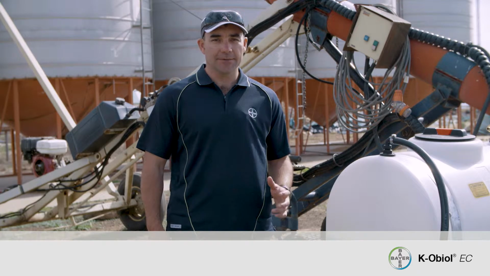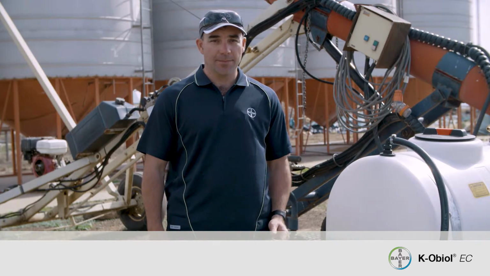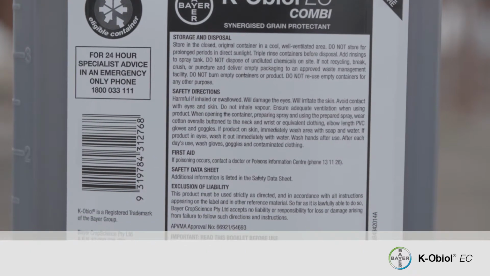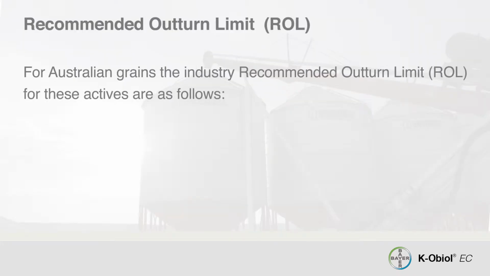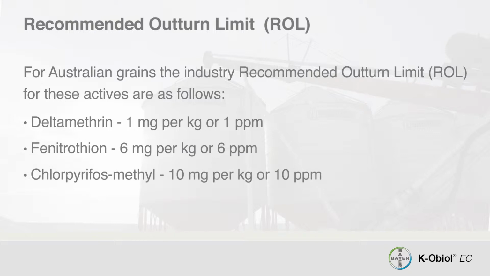While K-Obiol, mixed with phenetrythine and chlorpyrifos methyl, will give you reliable long-term protection, there are maximum levels of these actives acceptable in Australian and overseas markets, as well as some withholding periods that apply. This is why it is so important for you to follow the directions on the label and in this video. In Australia, we have an industry recommended outturn limit of 1 part per million of deltamethrin remaining on products that enter the food chain, and many of the countries we export to have similar standards.